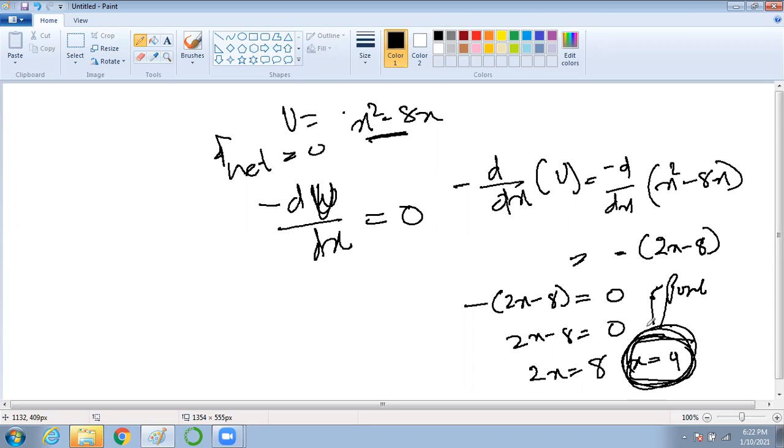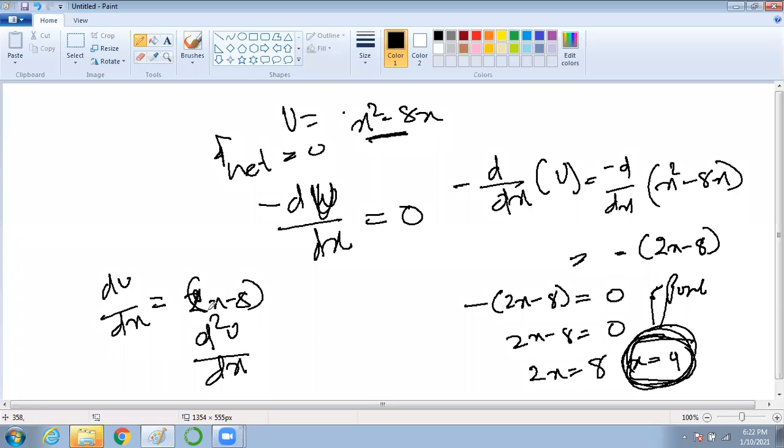But now you have to find out what type of equilibrium it is. So what you should do? You should again do the double differentiation. So you again differentiate it. What you got, du by dx? Your du by dx is 2x minus 8. Am I correct? So if you double differentiate, you again differentiate d by dx of 2x minus 8. That is equal to how much? Only 2.